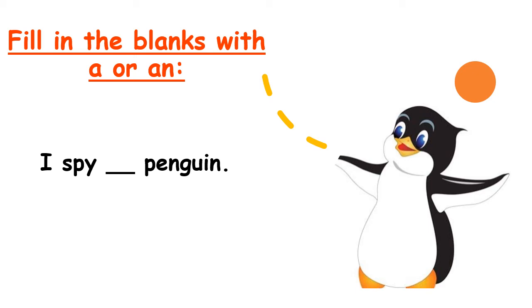What about the next one? We all know what animal this is right here, this little cutie. It's a penguin, right? A penguin. So see if you can do this one on your own. Fill in the blank with a or an.